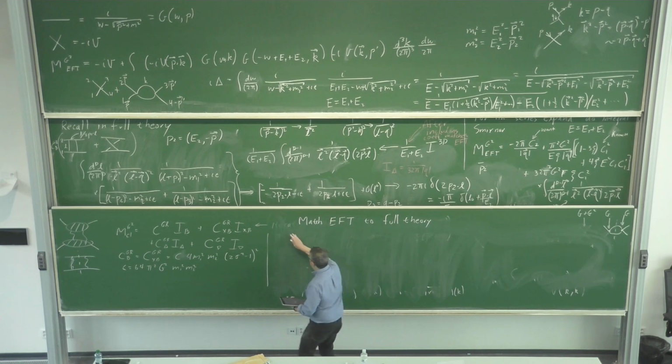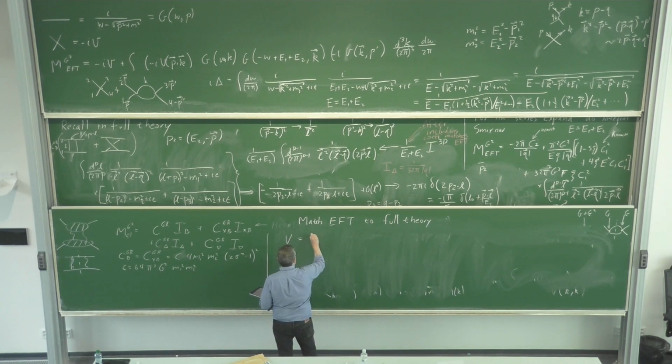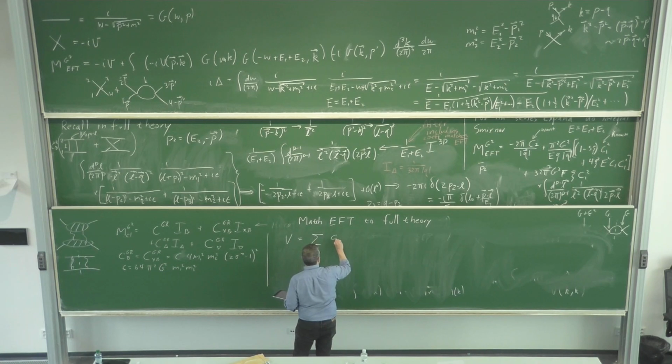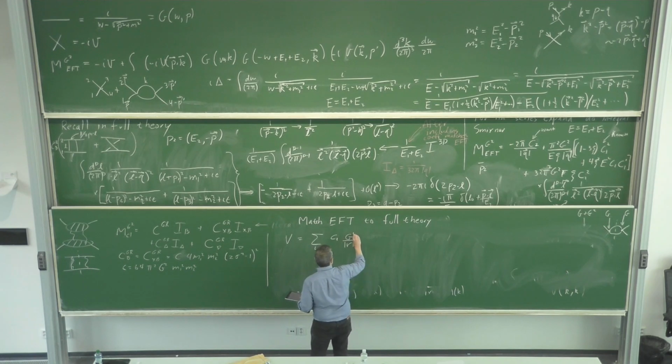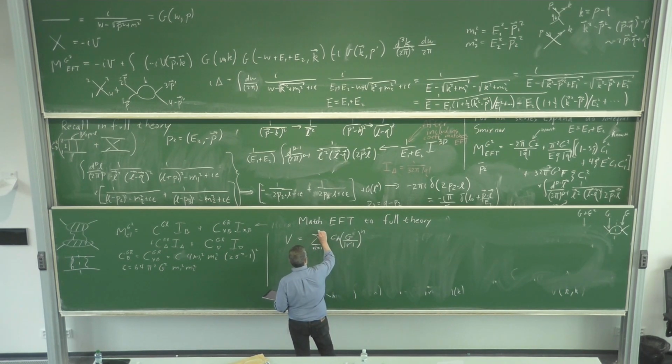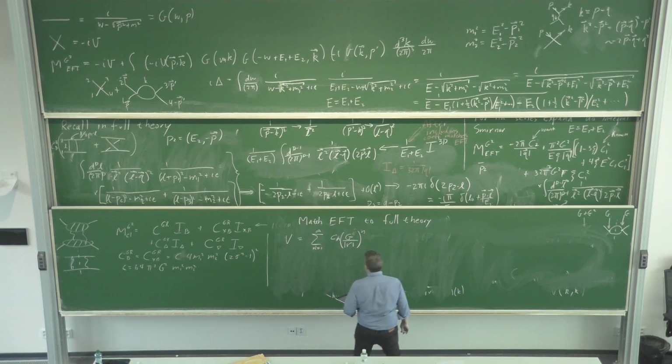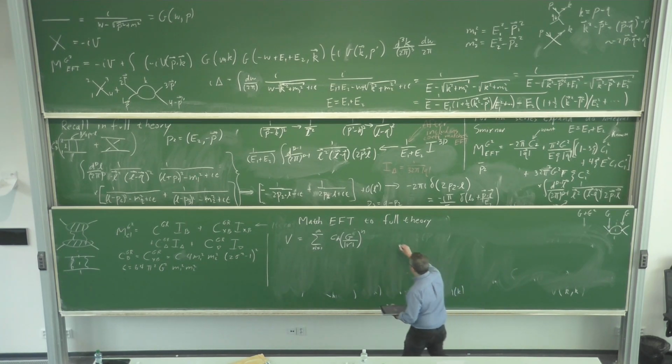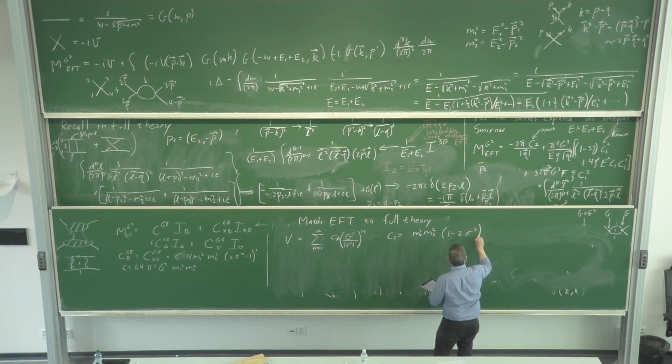okay, then what we find, this potential was the sum of some coefficients, Ci, and then G over R to the nth power, n equals 1 to infinity. Then the first two coefficients, by doing this matching procedure: the first one we did yesterday, m1 square, m2 square, 1 minus 2 sigma square.